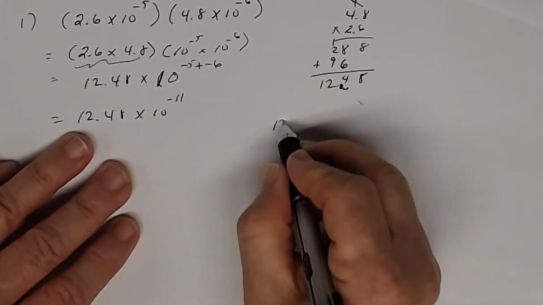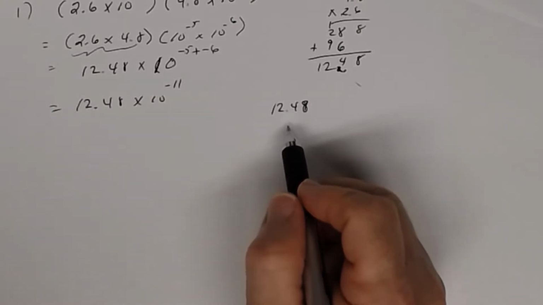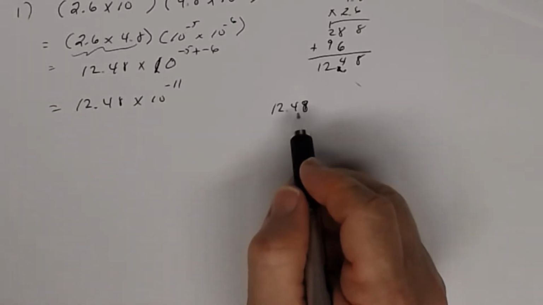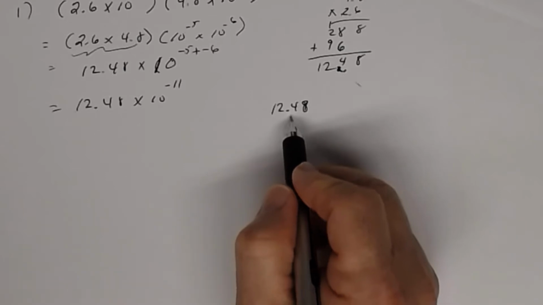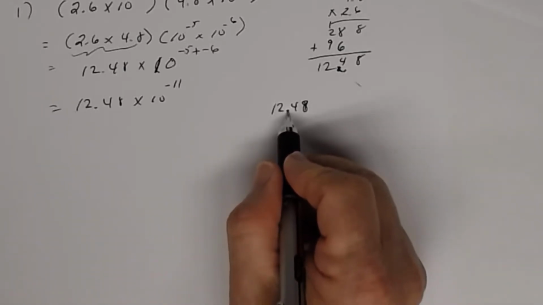So then we've got to think about this 12.48. So what I've got to do now is take this 12.48 and put it in scientific notation. All right, so let's just remind ourselves how to do this. So I'm going to take this decimal point, I'm going to move it to the left.